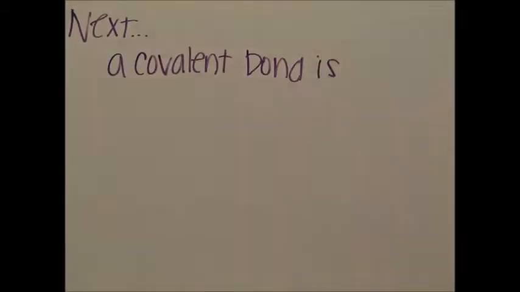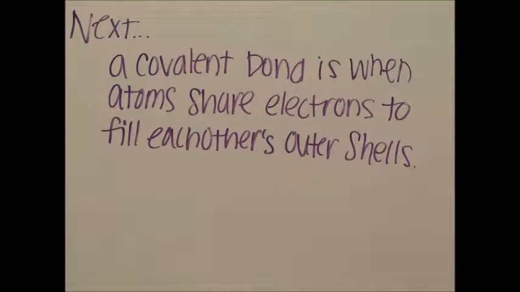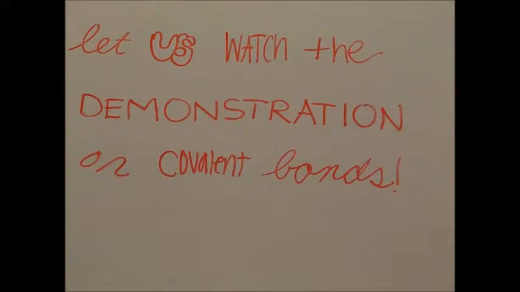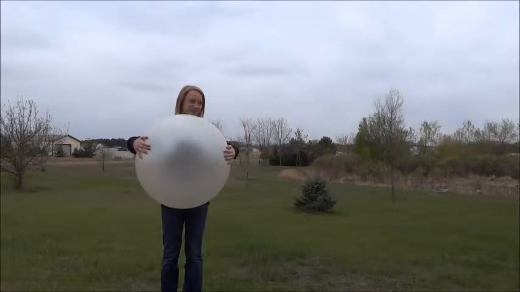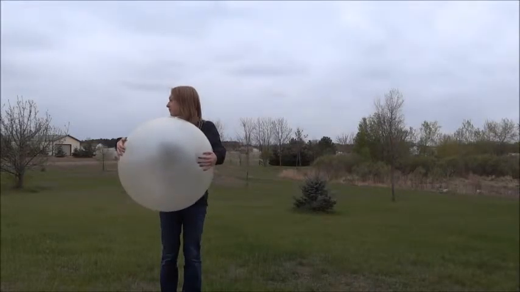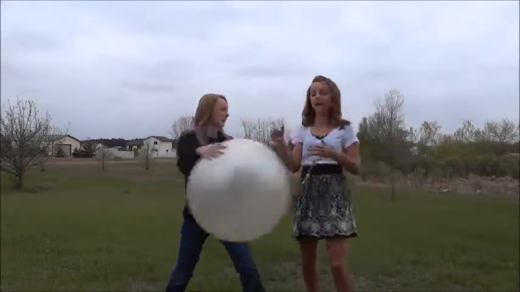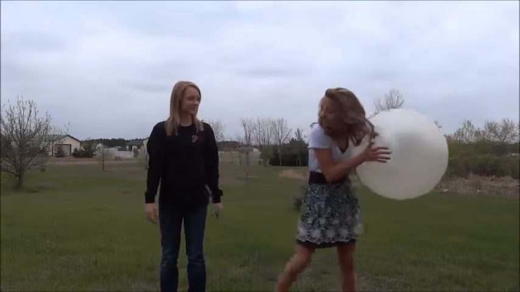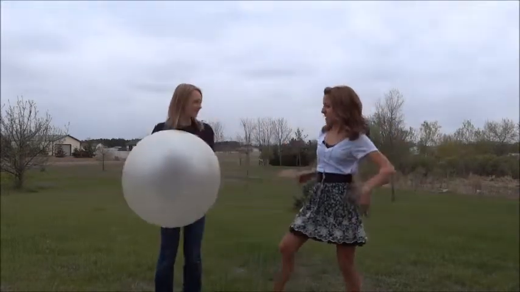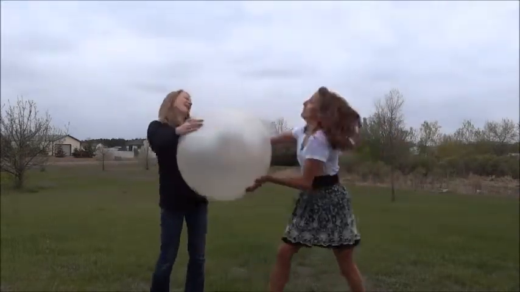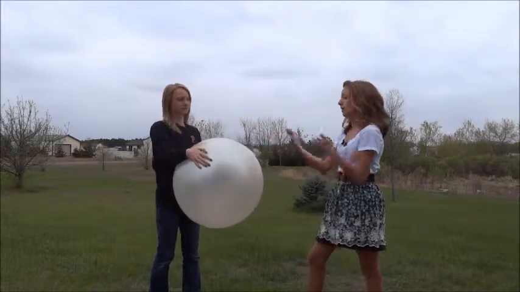Next, a covalent bond is when atoms share electrons to fill their outer shells. Let us watch a demonstration on covalent bonds. In this demonstration, we represent atoms who only need one more electron to fill their outer shells. The ball represents the electron they are fighting over. Since it is a covalent bond, they share one electron to fill their outer shells.